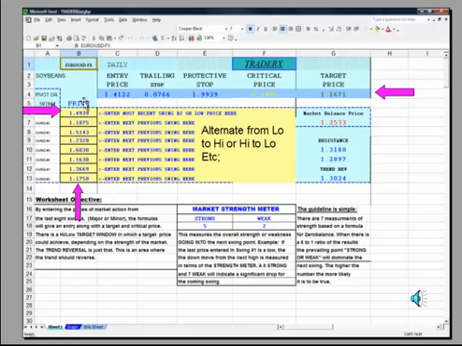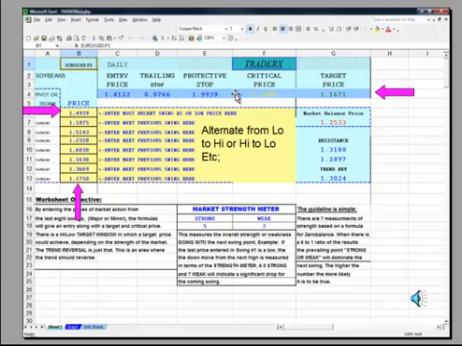I use dailies on this here. You can use hourlies, 4-hour, weeklies, monthlies. It makes no difference. I use this particular worksheet on a daily basis with my 30-minute and my 4-hour bars and my day trading.